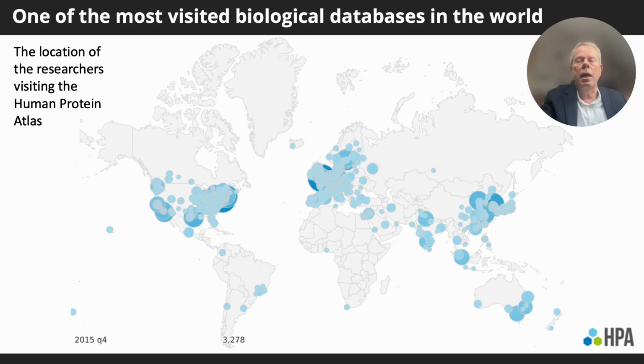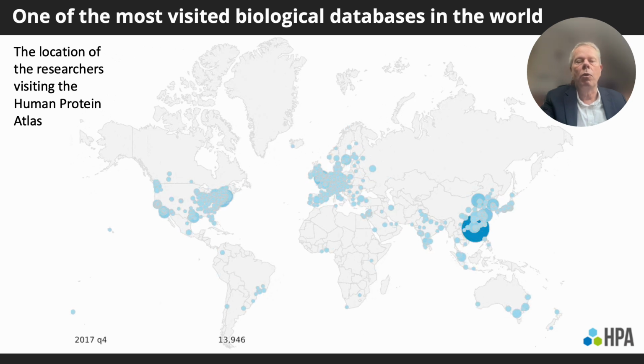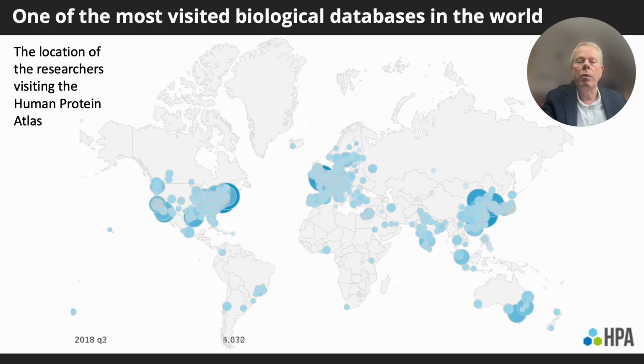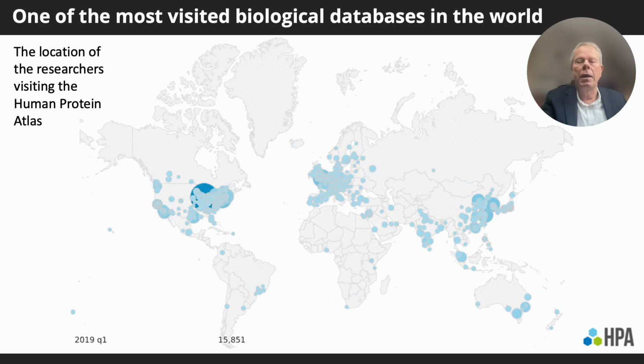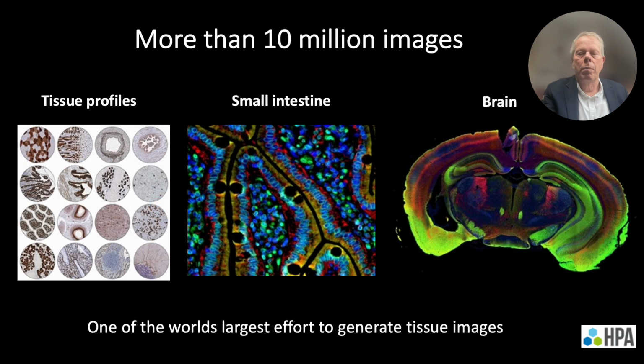The database is actually one of the most visited biological databases in the world, and on this map you can see the location of all the researchers visiting the Human Protein Atlas, spanning the different parts of the world. The Protein Atlas now contains more than 10 million images, spanning from immunohistochemistry images for tissue profiles to fluorescent images showing the subcellular location, and it is in fact one of the world's largest efforts to generate tissue images.